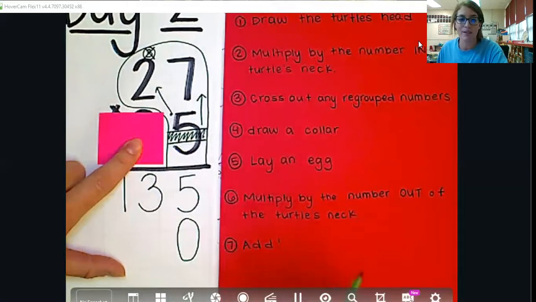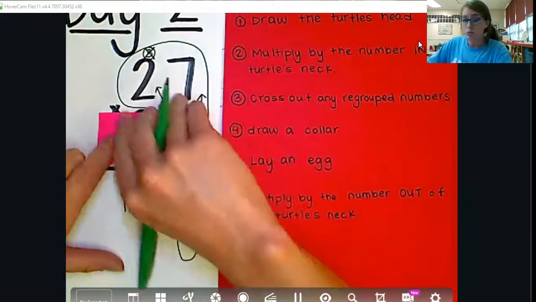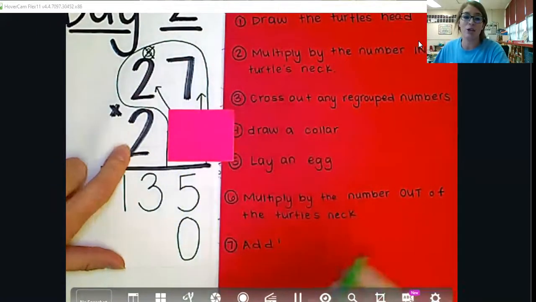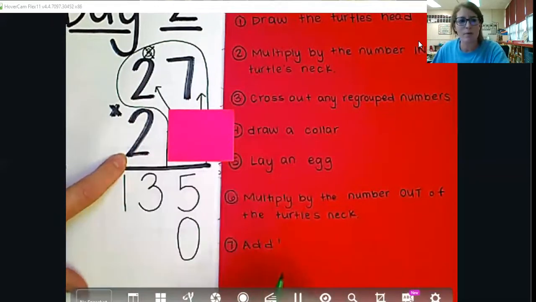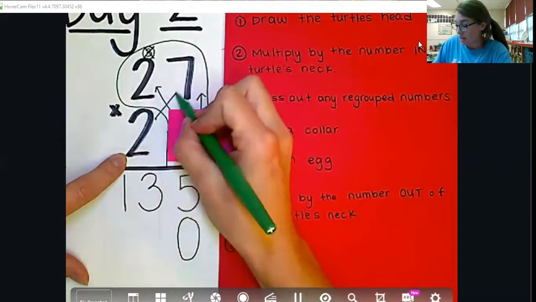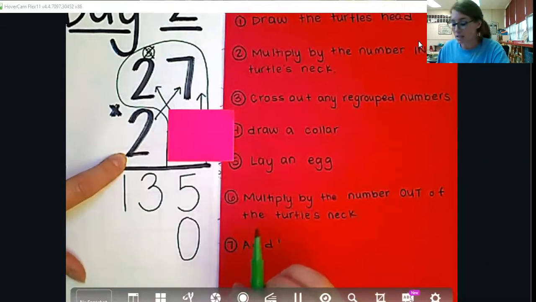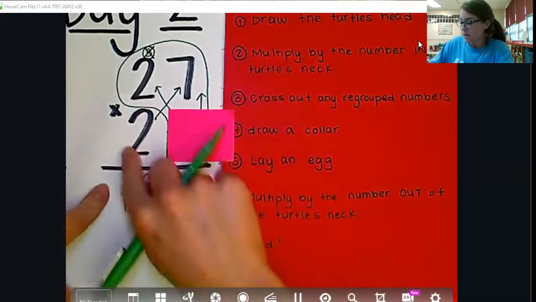Okay? Then we are going to switch and we are going to multiply by the number outside of the turtle's neck. Okay? So we've got this 2. What do I multiply it by first? Very good. 2 times 7. Okay, this tens place times the ones place. What is 2 times 7? Good job. 14 is correct. Have y'all been practicing your facts? You're getting a little bit quicker. Doing a good job. 14 is correct.